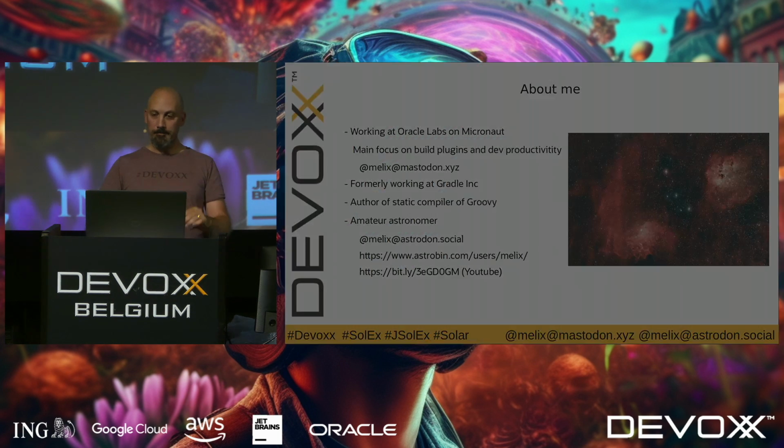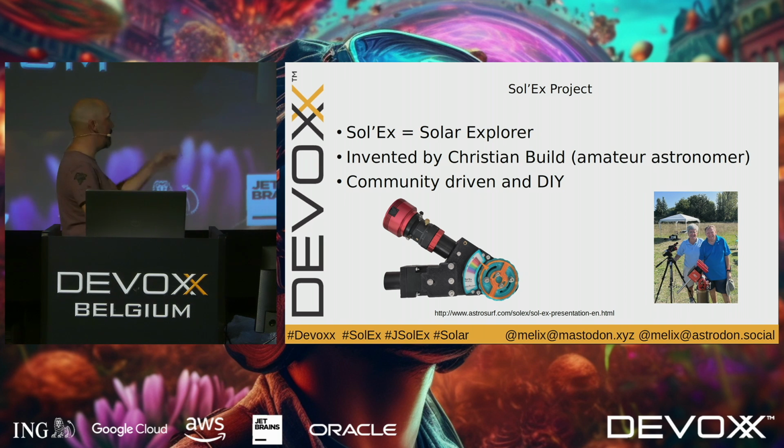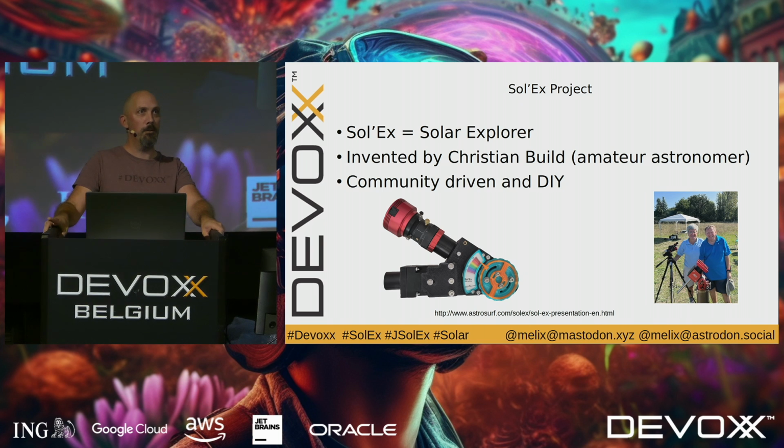All right. So we're going to talk about this project, which is called the JSol'Ex project. JSol'Ex stands for Solar Explorer. And we're going to really see in that session why we talk about exploring the sun, right? This device was actually invented by the guy in the picture, Christian Buil, a famous French amateur astronomer, also working on professional and amateur projects, so they collaborate together, and we're going to see that later.